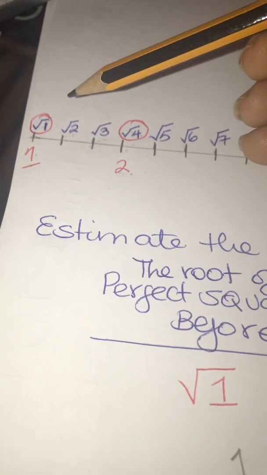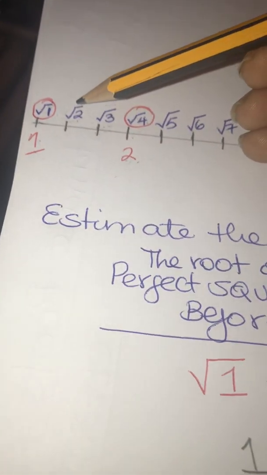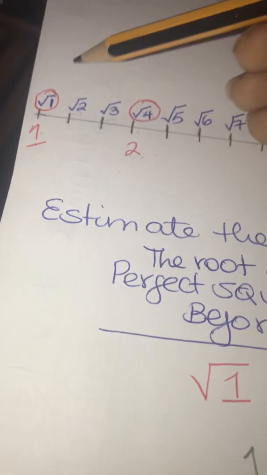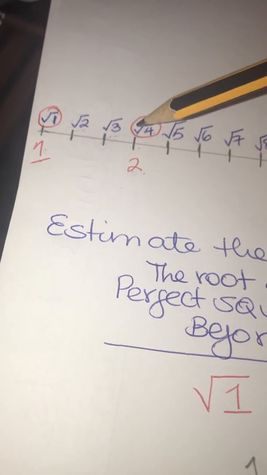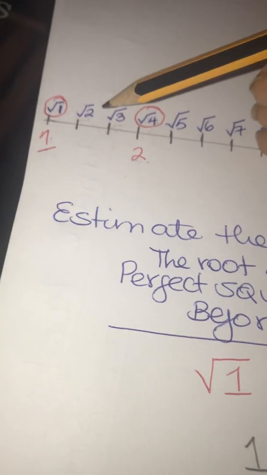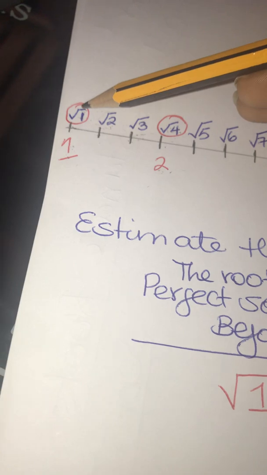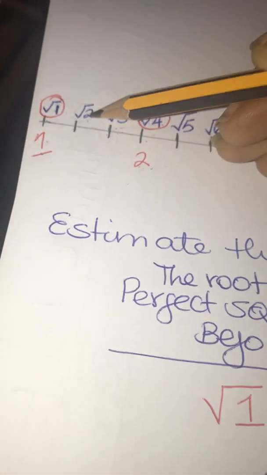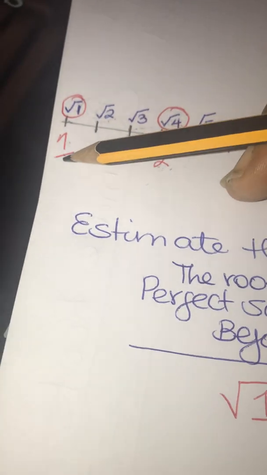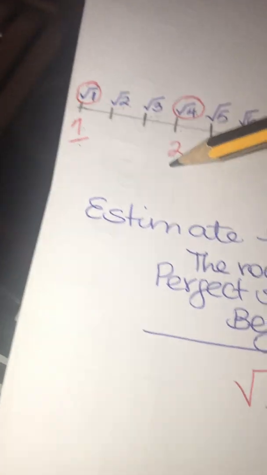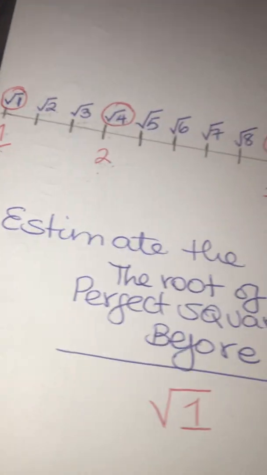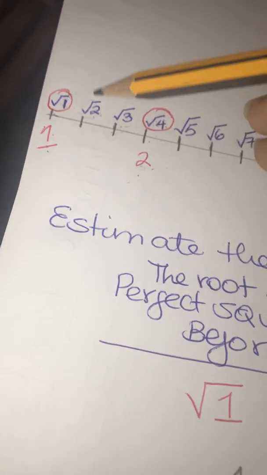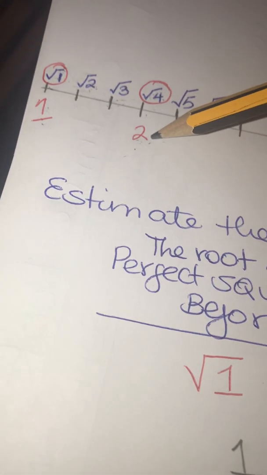So now, what am I going to say? If I want to find the square root of 2, I'm going to estimate where it is. Since I know it is between 1 and 4, okay, the square root of 2 is between the square root of 1 and the square root of 4. So I will say the square root of 2 is between 1 and 2. Okay? And the square root of 2 is closer to 1 than it is closer to 2.